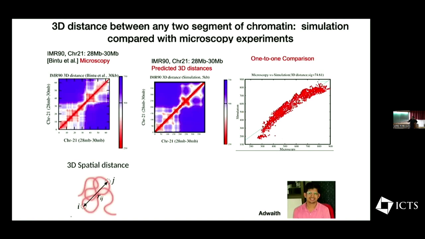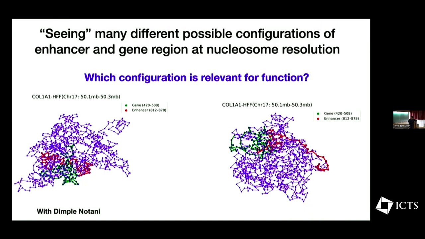Adhya did this in detail for many regions. For example, you can compare this data with microscopy data for certain regions. And it turns out that our simulations compare very well; they are essentially correlated very well. One axis is the microscopy data, one axis is simulation data, and there's a one-to-one comparison. Our prediction is very well correlated with the experimental data that you can measure with certain microscopy methods.